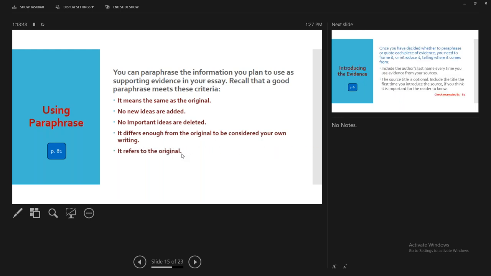The last point I have here refers to the original, which is what? Acknowledging the source you use: the writer, the title of the article, or the date of the article. Okay, so you have to refer to the original source and acknowledge it in two places: in text, in the paragraph where you used it, and of course in the reference list at the end of your paper. Okay, any question about using quotations and using paraphrase?